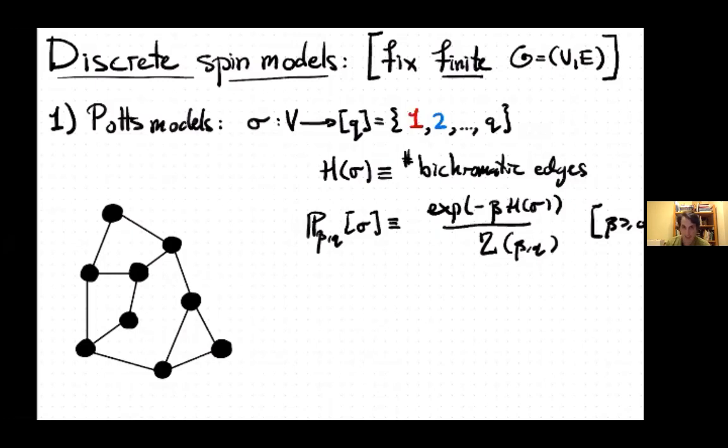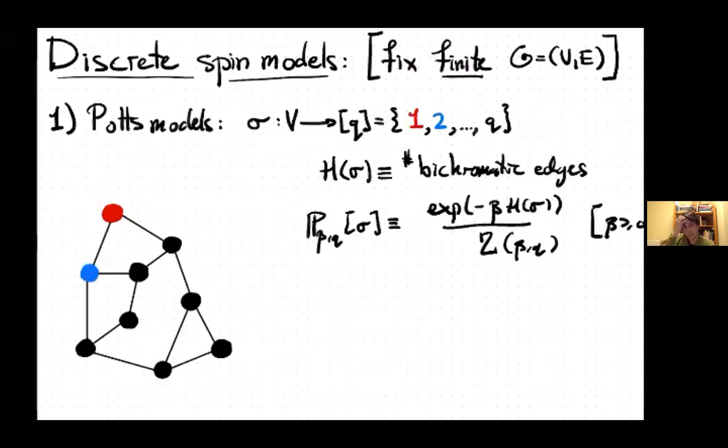Bichromatic edges, I think, is familiar, but just to be completely sure, let's make a little example on the picture. So if that vertex was colored red, and this one beside it was colored blue, then I have a bichromatic edge here because its endpoints have been given different colors.